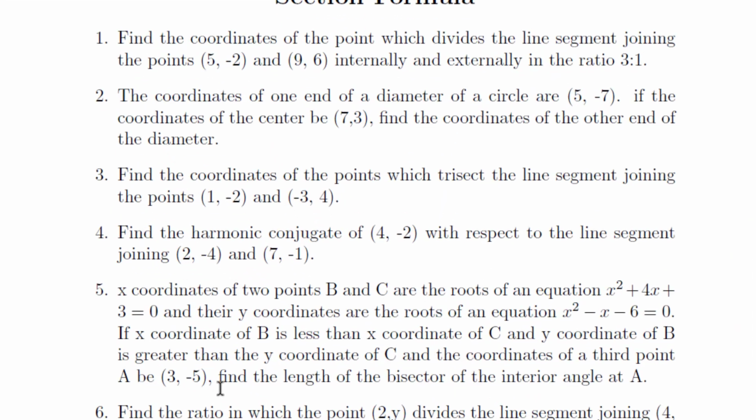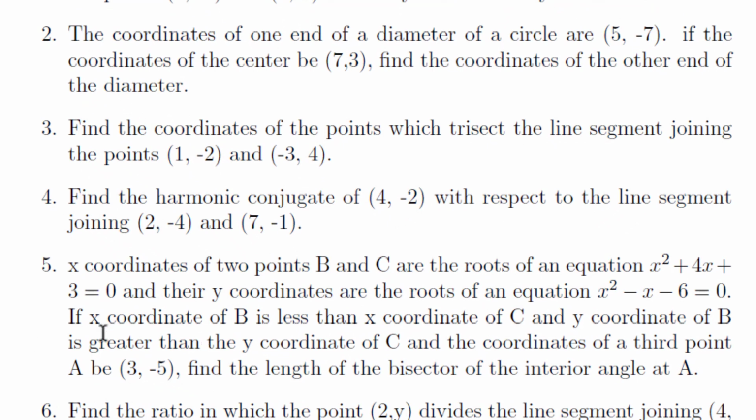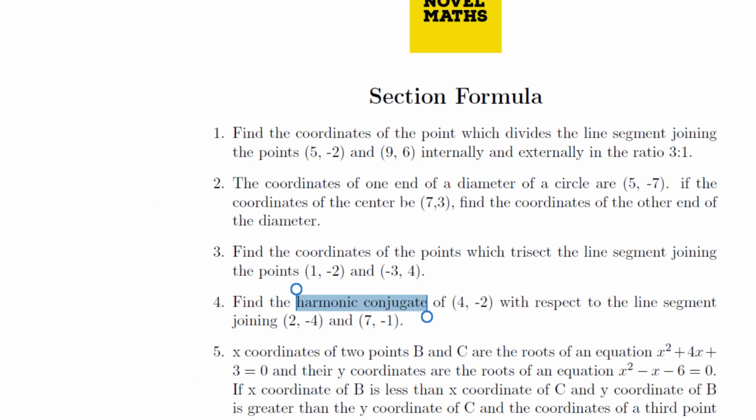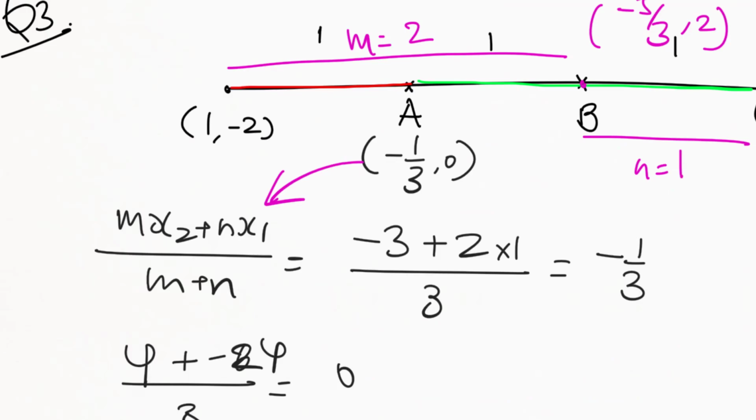Moving to next question. Find the harmonic conjugate of 4, -2 with respect to line segment joining 2, -4 and 7, -1. So this is a new term, right? We have not discussed so far what is harmonic conjugate. So if you have studied harmonic progression, you might be knowing this, but if you don't know, let me just recap what is the meaning of harmonic conjugate.